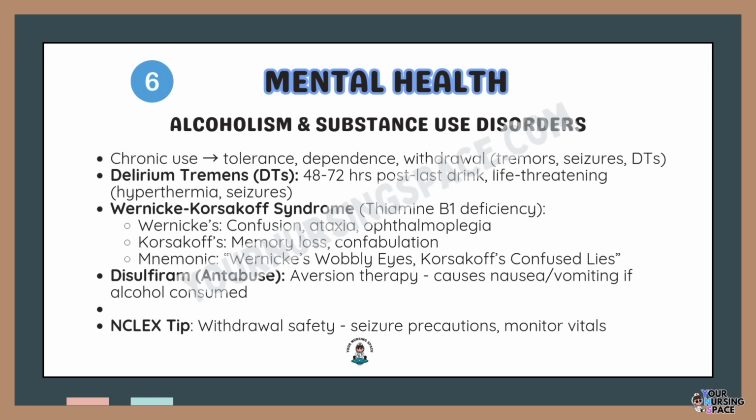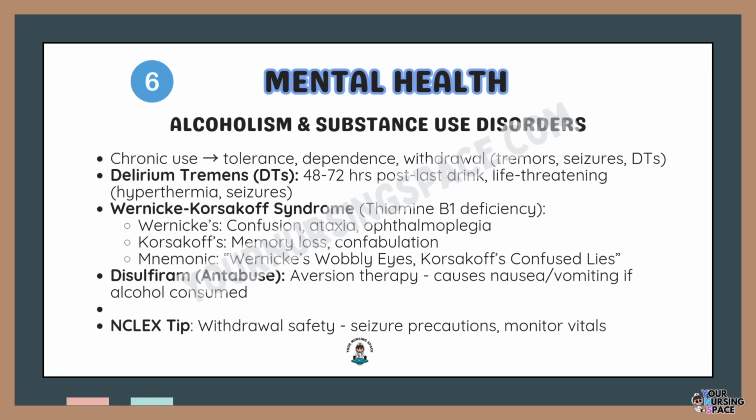We're kicking things off with alcoholism and substance use disorders, a major topic you'll see plenty of. So, picture this. Chronic alcohol use builds tolerance, hooks someone into dependence, and then withdrawal hits when they stop. That withdrawal can start with tremors or escalate to seizures. But the one to really watch for is delirium tremens, DTs for short. It shows up about 48 to 72 hours after the last drink, and it's no joke. Think spiking fevers and seizures that scream emergency. If your patient's temperature shoots up or they're seizing, you're jumping in with safety first. Seizure precautions and tight monitoring are key.